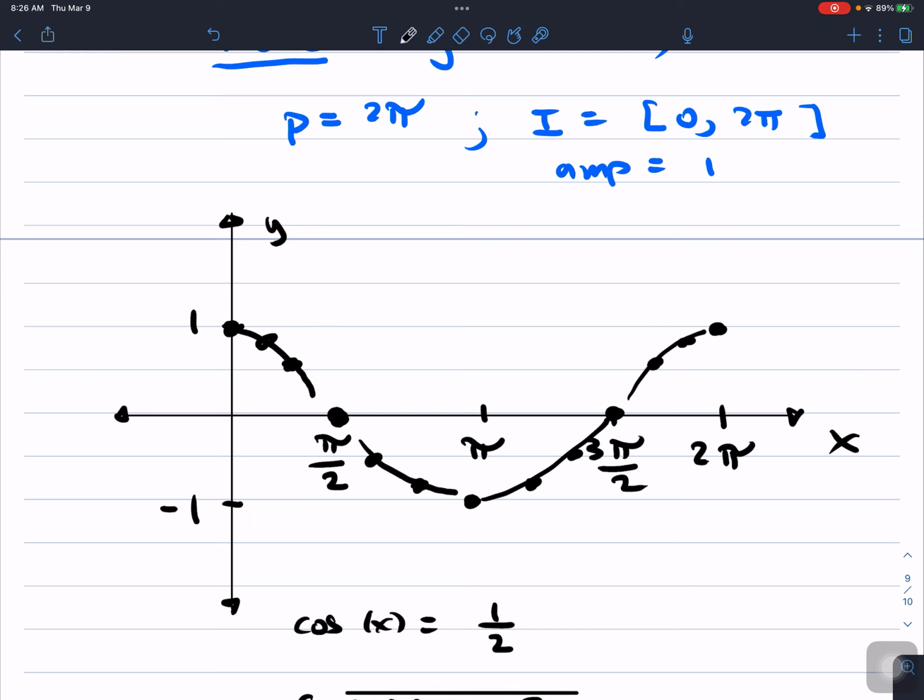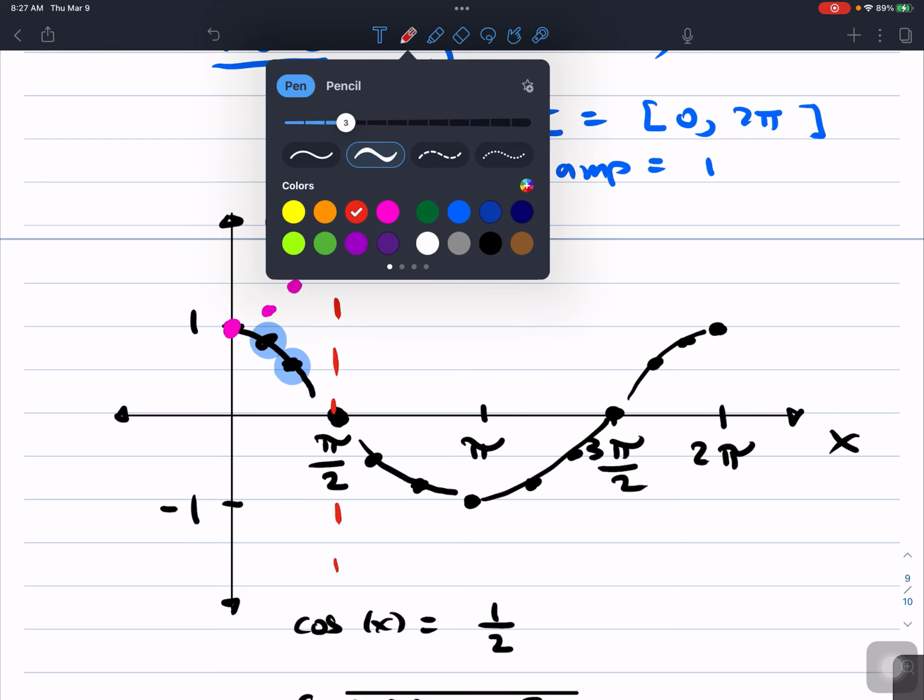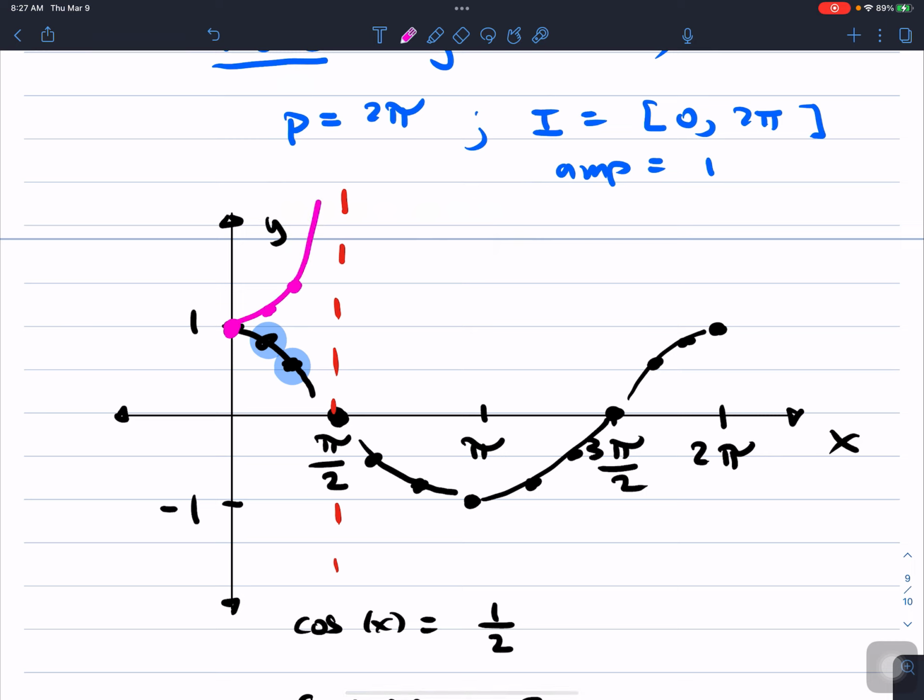Here's what I mean by that. Here's what it's going to look like. The reciprocal of 1 is 1. The reciprocal of this number here is now what? Up here. The reciprocal of this number here is now what? Up here. In fact, what you're going to see now is that all of those points in pink are going to go up like this forever. You're going to have a vertical asymptote at pi over 2.